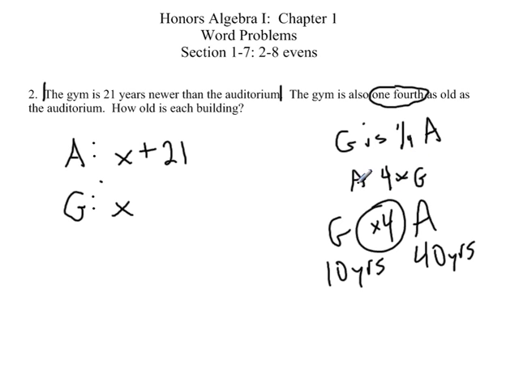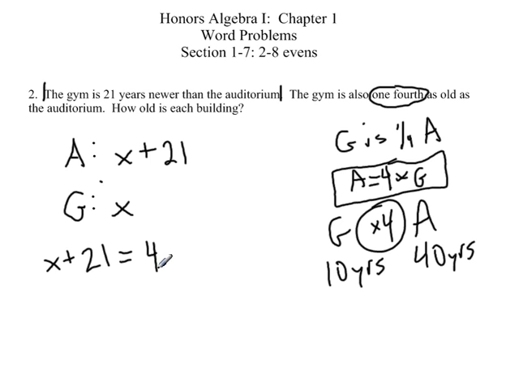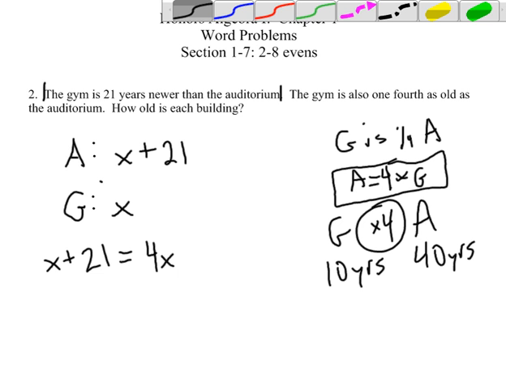Now combining those two things, I'm going to look specifically right here. Auditorium is 4 times the gym's age. So instead of A, I'm going to use my expression X plus 21. Is will be equals, and then 4 times G is 4X. Now if you would rather use the gym is 1/4, you can do that too. It's just a little more confusing usually.